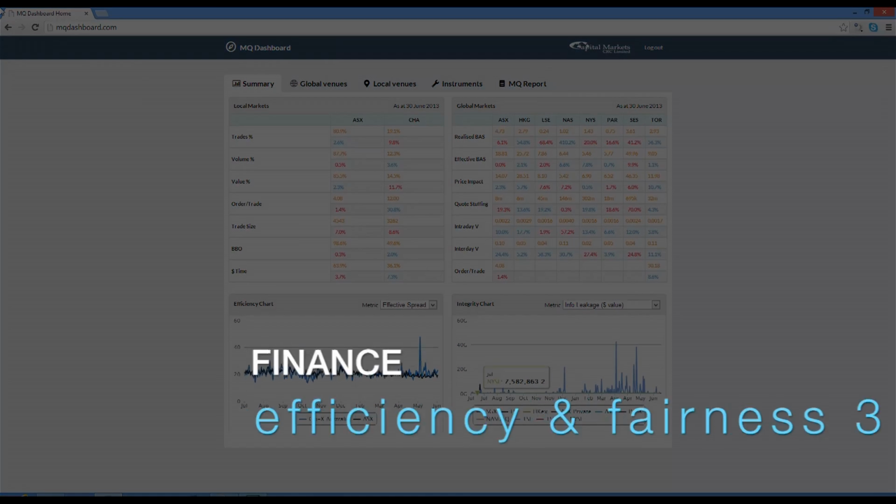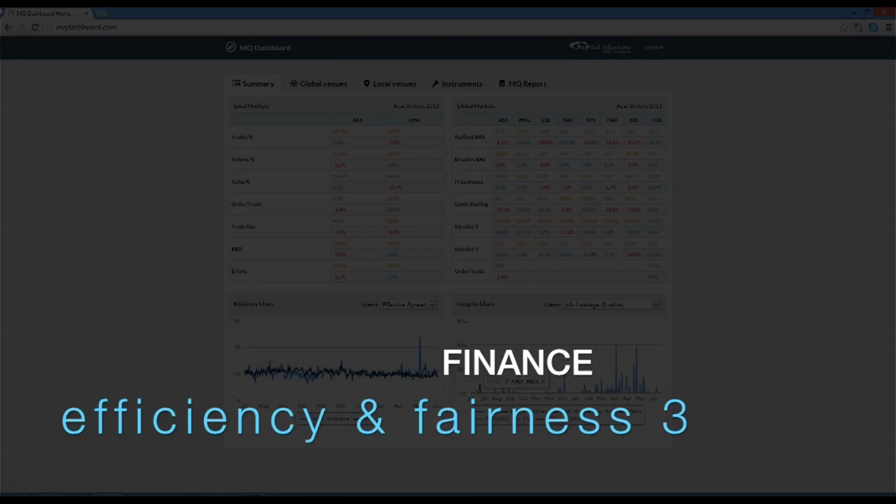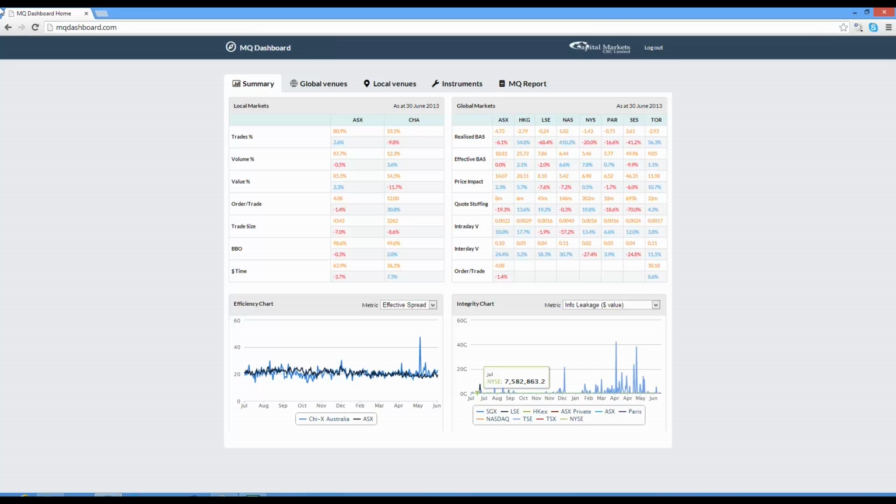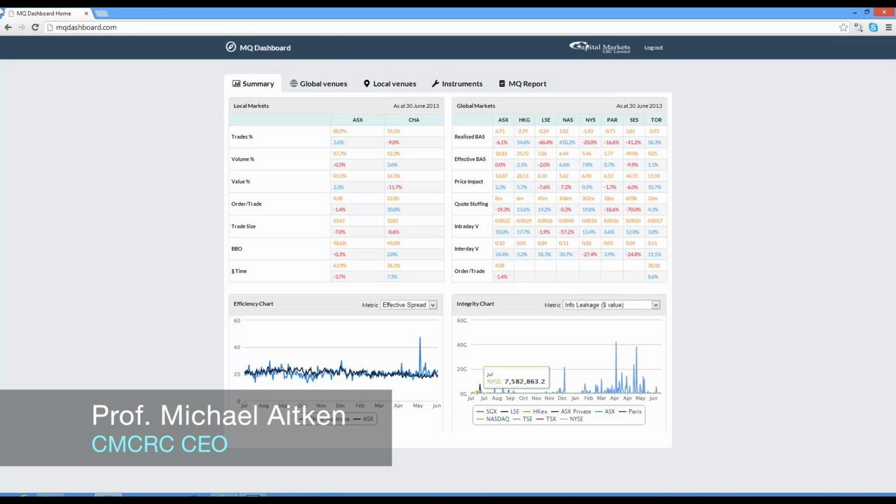In my last talk, I referred to how the CMCRC measures attributes like fairness and efficiency. So today I'm going to just take efficiency and look at one particular measure of that. Recall that I described an efficient market as one in which it's cheap to trade. So therefore transactions cost is quite an important way in which we compare markets.